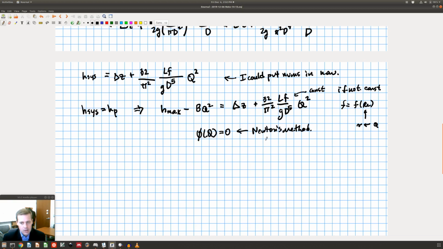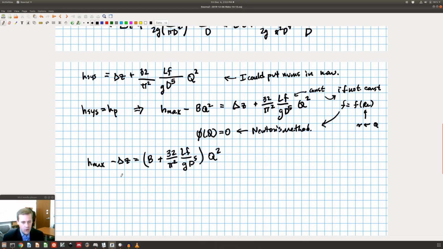Okay, that's the case if I'm not a constant. But it is a constant, so I'm okay. All right, so now I'm going to do a little bit of algebra and rearrange. So I get on the one side H max minus delta Z is going to equal B plus 32 over pi squared LF divided by G d to the 5th, and all of this quantity multiplied by Q squared.